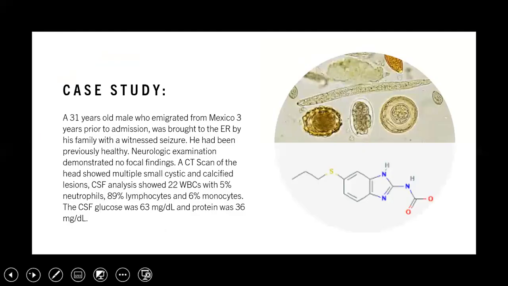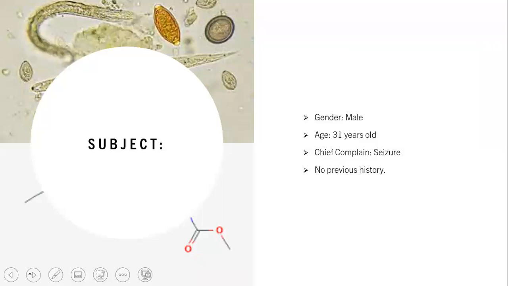Now, the case study which I have taken is of a 31-year-old male who immigrated from Mexico 3 years prior to admission, and was brought to the ER by his family with a seizure. He had been previously healthy. Neurological examination demonstrated no focal finding. A CT scan of the head shows multiple small cystic and calcified lesions. CSF analysis showed 22 WBCs with 5% neutrophils, 89% lymphocytes, and 6% monocytes. The CSF glucose was 63 mg per dL and protein was 36 mg per dL.